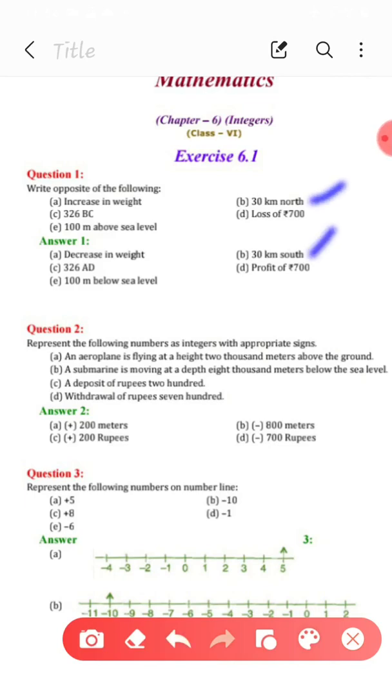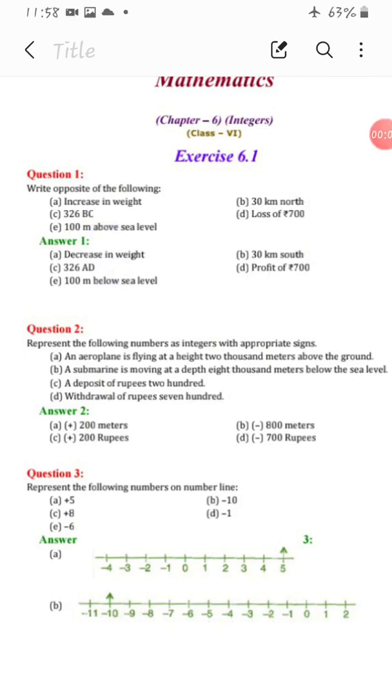1c is given, 326 BC, before Christ. So our answer will be 326 AD, after death. Then D, loss of rupees 700. Loss is given, so here it will be profit. Then E, 100 meter above sea level is given. So the answer will be 100 meter below sea level.